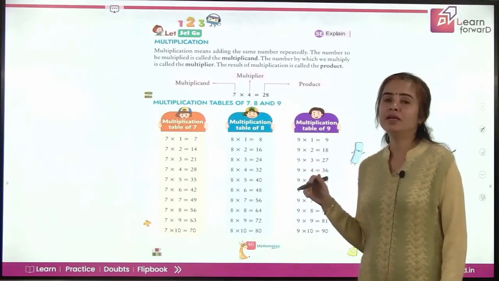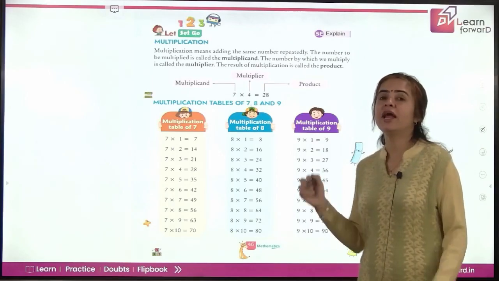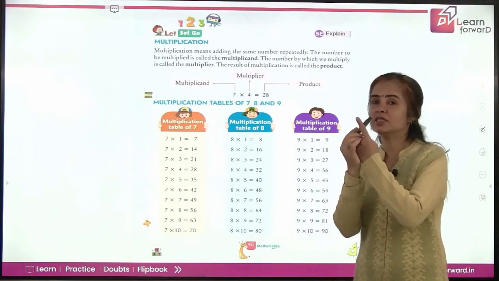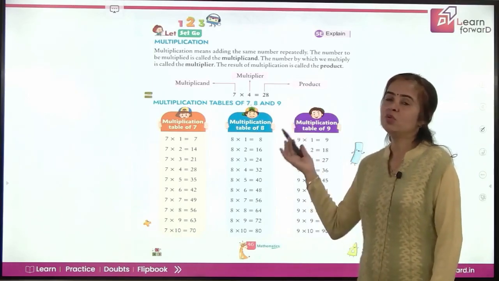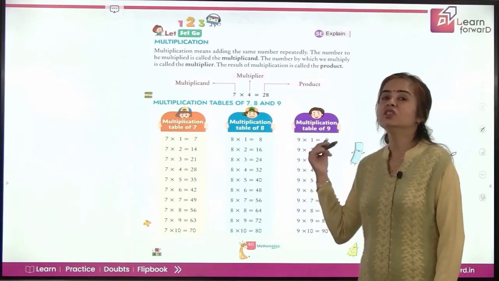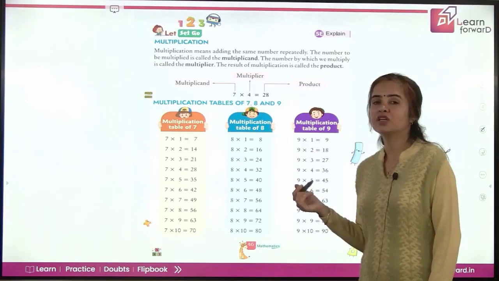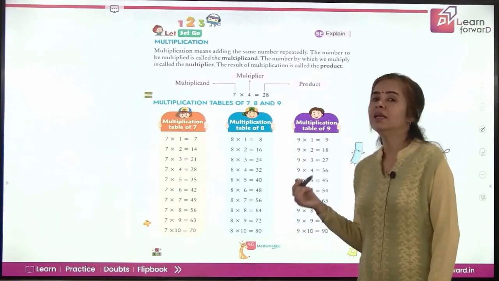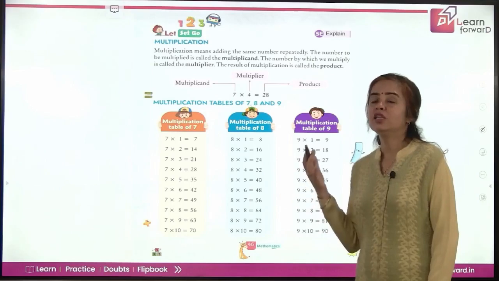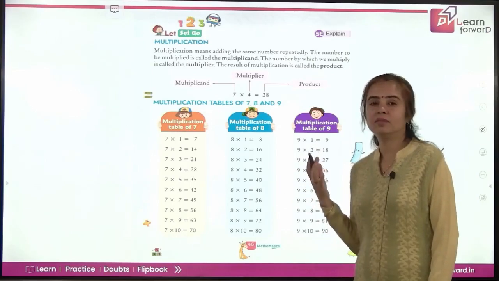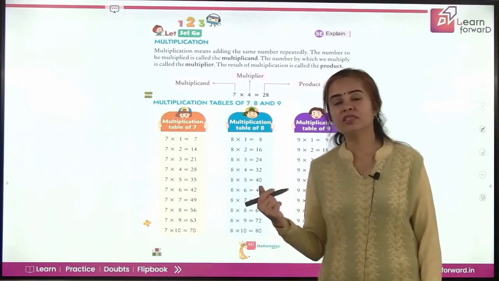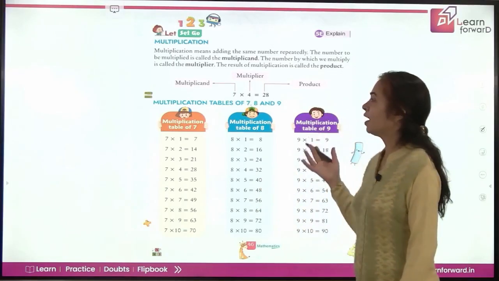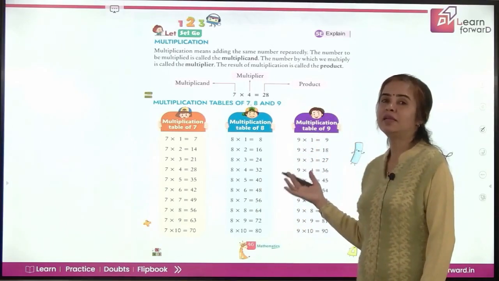We know that multiplication is repeated addition, and the symbol for multiplication is this cross, just like an X, right? Now, when you write the multiplication fact, just like in addition and subtraction, we have learned new terms like addends, sum, then you have subtrahend, you have the difference. Similarly, you have the terms in multiplication also.